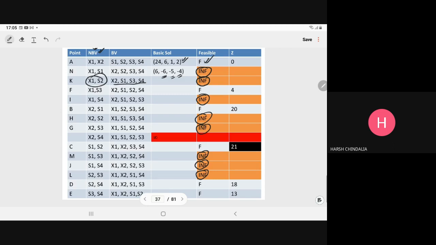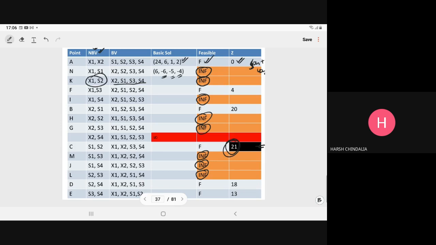For the feasible solutions, we will compute the value of z from 5x1 plus 4x2. From here, we compute the value of z for the feasible solutions. So it will come 0, 4, 20, 21, right? 18 and 13. So here you can observe that it is the maximum. So here we say it is the maximum.